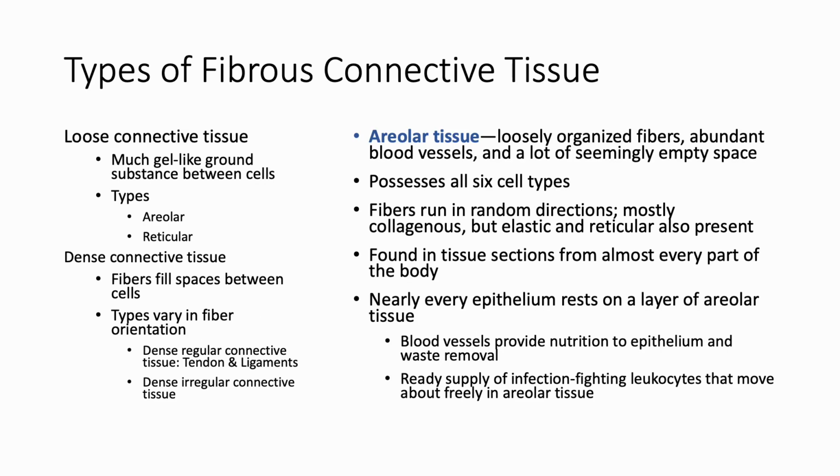All right, we're going to start off looking at fibrous connective tissue. When it comes to fibrous connective tissue, we can have loose connective tissue, and we can have dense connective tissue. Loose connective tissue means there is much gel-like ground substance between the cells. In dense, the fibers fill the spaces between the cells. Loose connective tissue can be either loose areolar or reticular. Dense can be dense regular or dense irregular connective tissue.